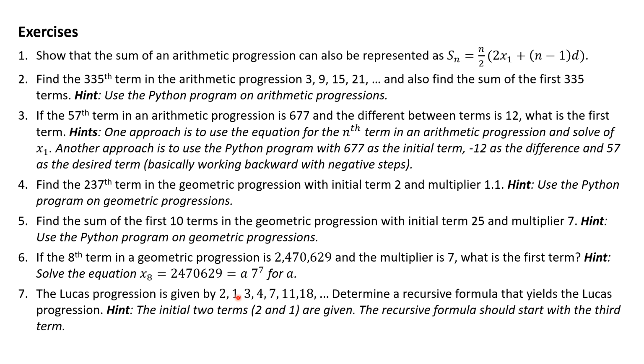You notice, if you take the 2 and the 1 and you add those, you get 3. If you take the 1 and the 3, you get 4. 3 and 4 is 7. 7 and 11 is 18. And so the term after here would be 29.